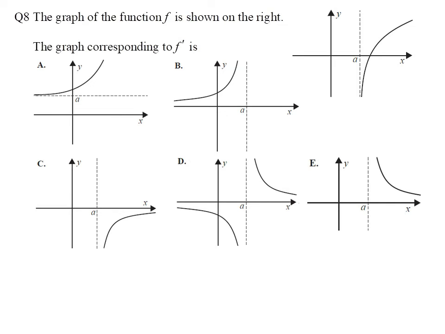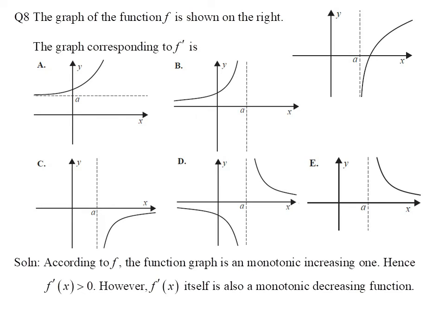Based on the given function graph, question 8 is to determine which one of the 5 graphs matches its corresponding derivative graph. According to the given function graph, it is only defined when x is greater than a. So graphs A, B, and D are definitely not its corresponding derivative graph. So they are out of our table.